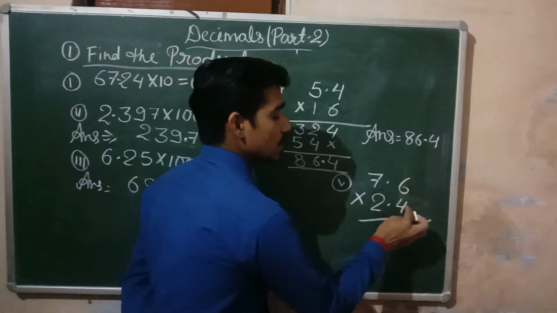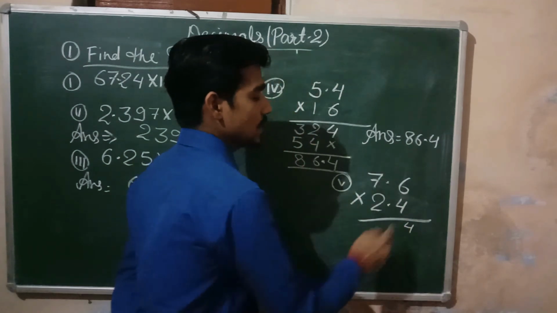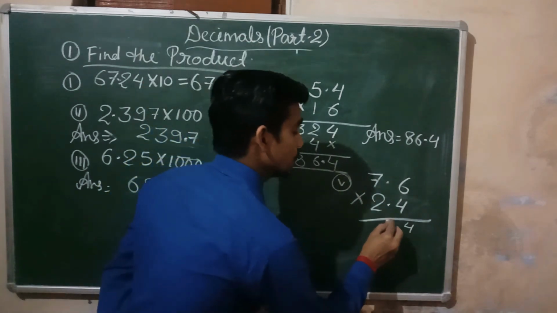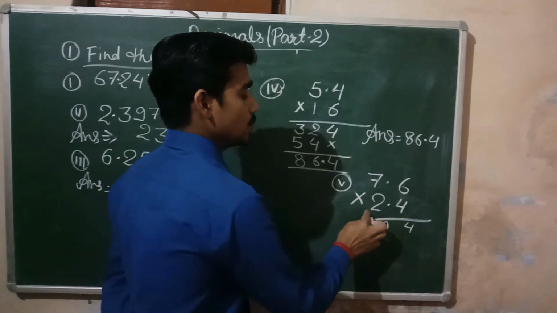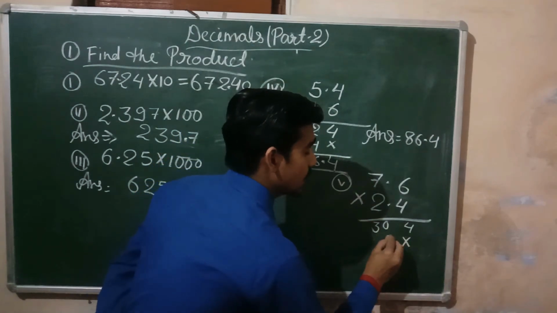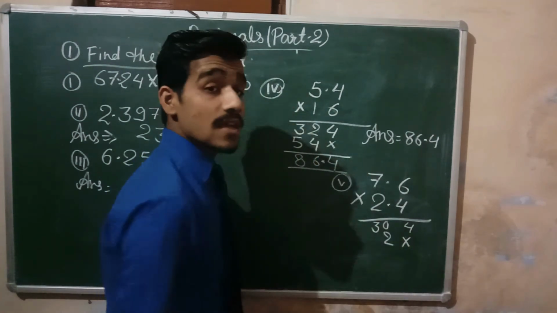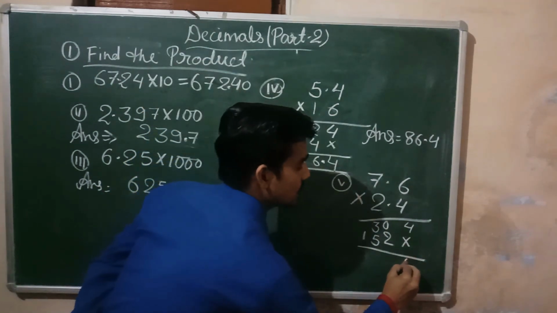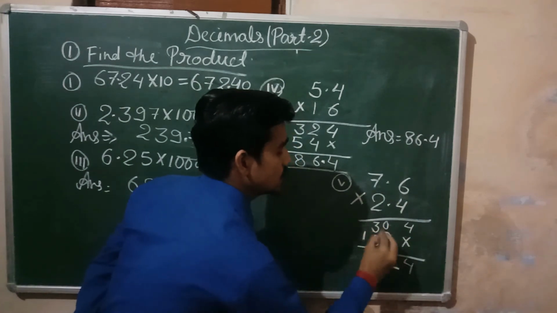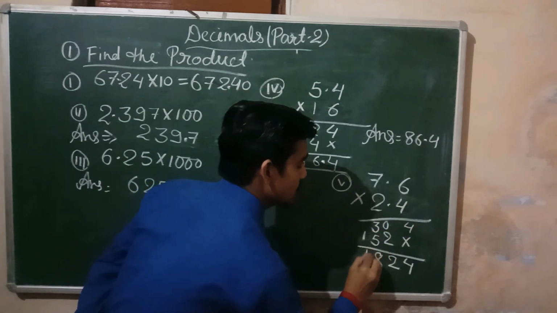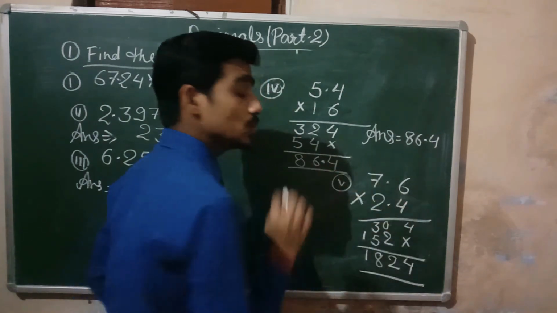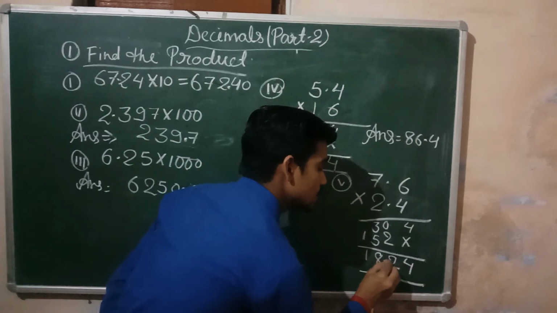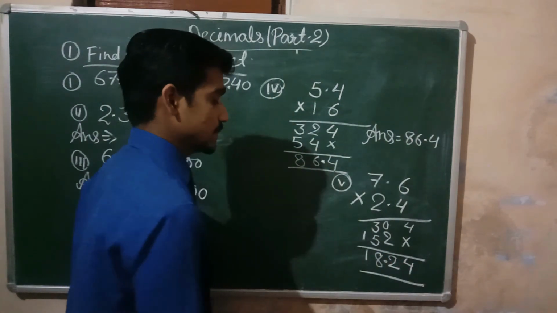And here 7.6 into 2.4. Firstly multiply by 4. 6 times 4 is 24, carry 2, and 4 times 7 is 28. 28 plus 2 is 30. You will write 30 here. And 2 multiplied by 6, we get 12, carry 1. And 2 multiplied by 7 is 14. 14 plus 1 is 15. Clear? This 4 and 2, 5, 3, 8, and this is 1. And here 1 and 1 decimal, that's why you will put the decimal after 2 digits. Clear student? This is your answer.